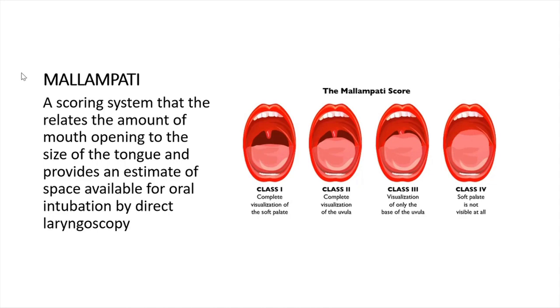Class 2, complete visualization of the uvula. Class 3, you have visualization of only the base of the uvula. And class 4, the soft palate is not visible at all. So you can see with the increasing class, you have increasing difficulty in intubation.